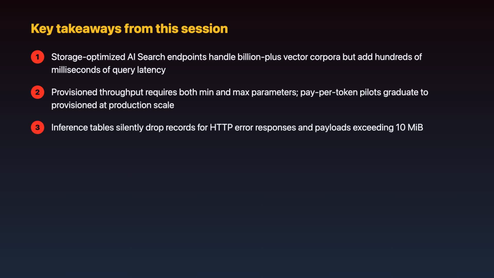3 takeaways from this session. First, storage-optimized AI search endpoints handle billion-plus vector corpora, but add hundreds of milliseconds of query latency. Second, provisioned throughput requires both min and max parameters. Pay-per-token pilots graduate to provisioned at production scale. Third, inference tables silently drop records for HTTP error responses and payloads exceeding 10 MB.